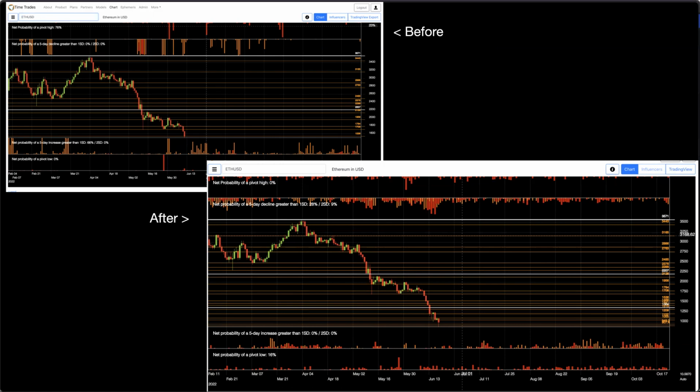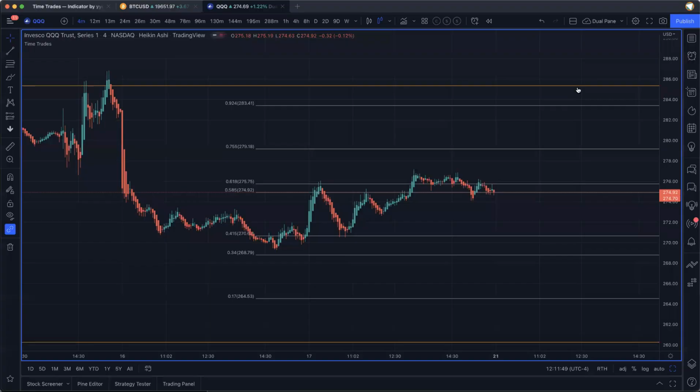Okay, so I wanted to cover that announcement, I guess, of the improvements in the daily probabilities, and also just review some of the limitations of time trades and also how to make the most of the time trades toolkit. So let's transition over to TradingView here. We can cover off a little bit of some of the recent price action that we've been seeing.